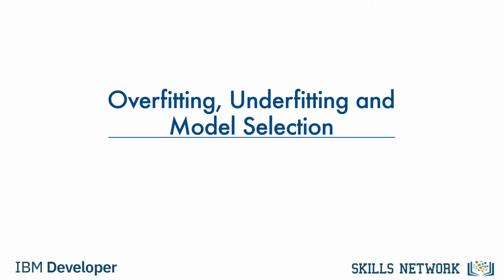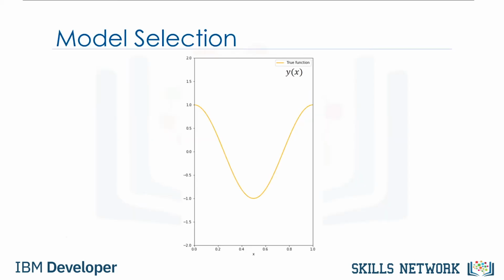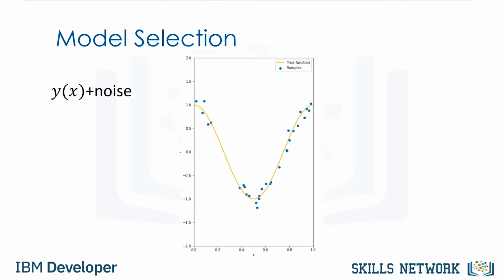If you recall, in the last module, we discussed polynomial regression. In this section, we will discuss how to pick the best polynomial order and problems that arise when selecting the wrong order polynomial. Consider the following function. We assume the training points come from a polynomial function plus some noise. The goal of model selection is to determine the order of the polynomial to provide the best estimate of the function y(x).